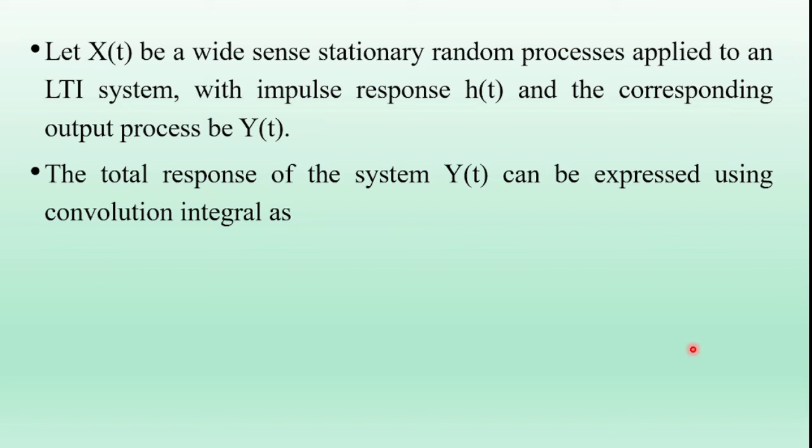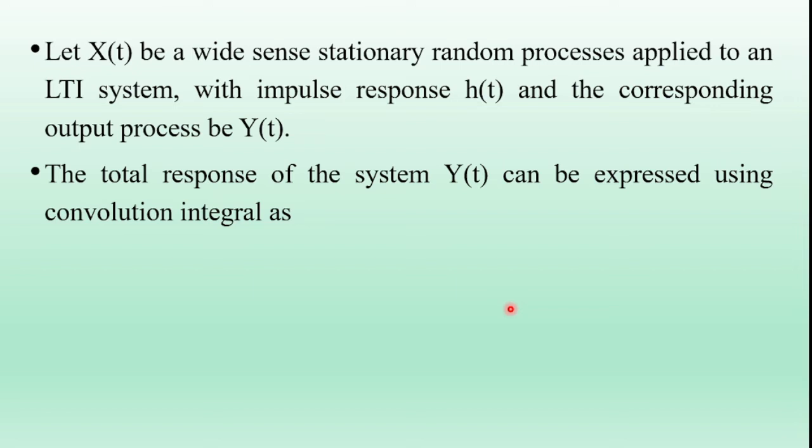Let a random process x of t be applied to a continuous linear time invariant system whose impulse response h of t is shown in the figure. Let x of t be a wide sense stationary random process. That wide sense stationary random process x of t is applied to a linear time invariant system with impulse response h of t, and the corresponding output response is y of t, as shown in the above figure. The total response of the system y of t can be expressed using a convolution integral.